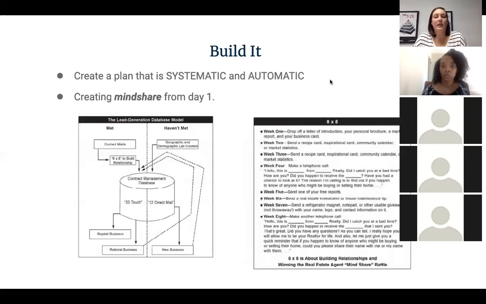And then the second week, you're going to follow up with them, whether that's through mailing a note card. This says recipe card. We don't do that anymore. Some sort of calendar, following up with them, whether they said they were ready to buy or sell. Let's have that consultation. Let's get you on the path of readiness. So that can look like a market analysis, sending them market information.